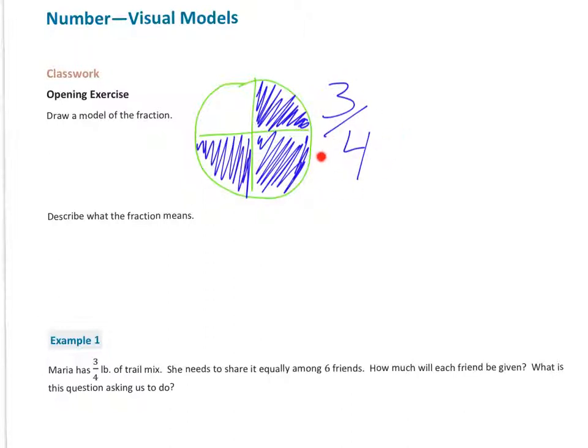It was divided into 4 pieces, I ate 3 of them, and let's say that I left the last one for Mr. Vandenhook. See, isn't that nice of me?